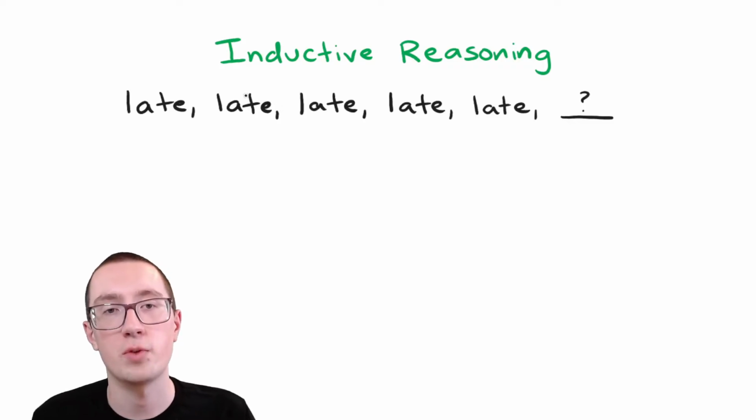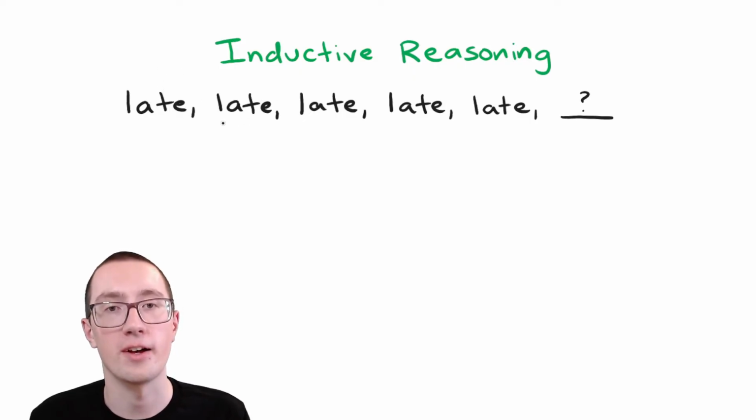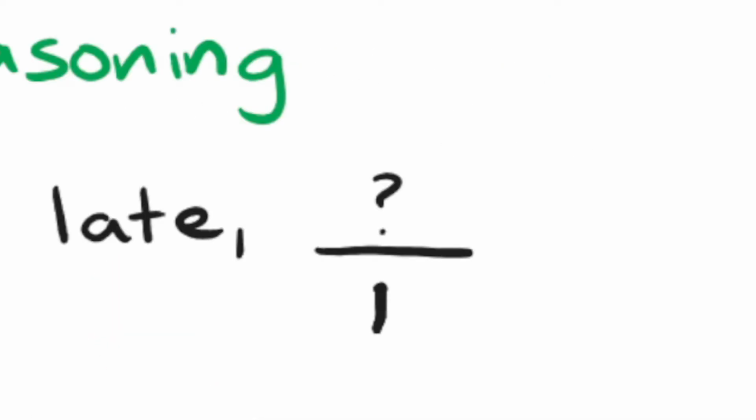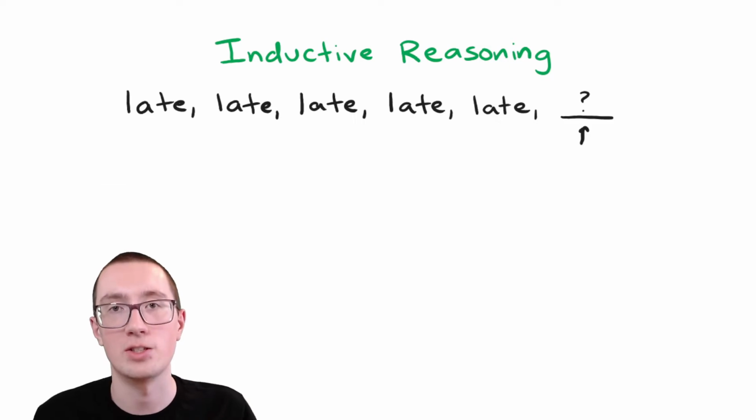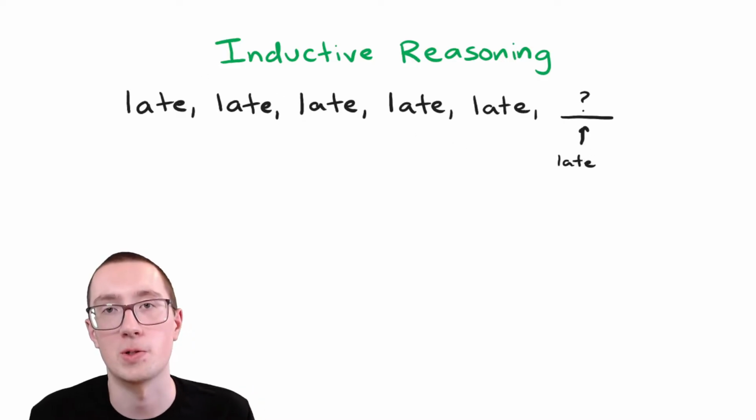For example, here I've written down the attendance record of a student in your class. In the first class, he was late. In the second class, he was late. In the third class, he was late, and so on. So based on this, do you think that he is going to be on time or late to the sixth class? Well, it seems reasonable to believe that on the sixth day of class, he's probably going to be late as well, because there is a pattern of this person being late.